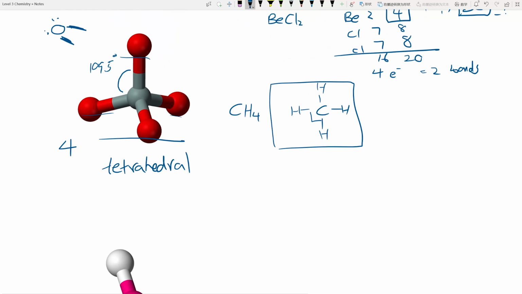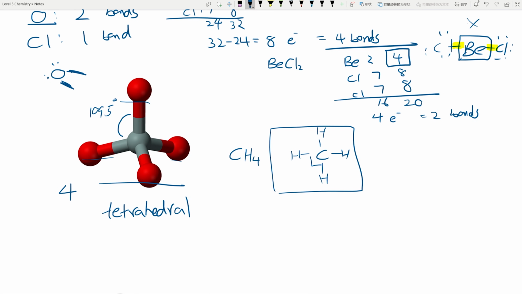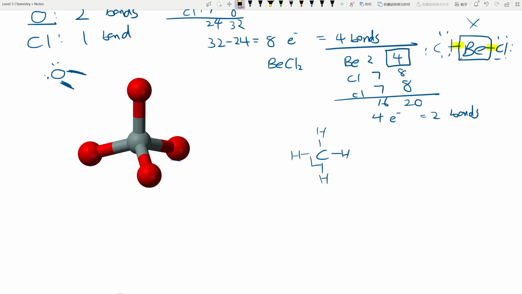Okay, so tetrahedral. Now, just before we move on with the tetrahedrals, before we look at the T shapes and stuff, I would like to use this shape to go through some other shapes as well. For example, the one that we did, SO2, looks like this. We drew this before.